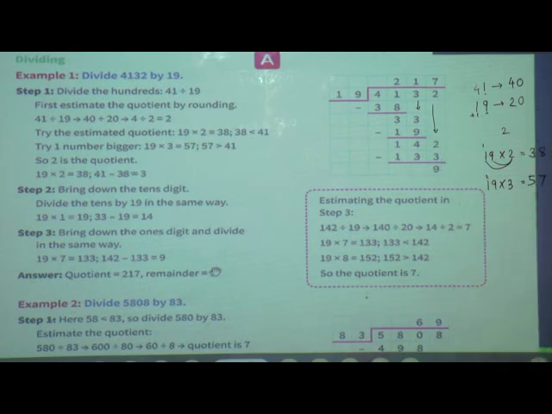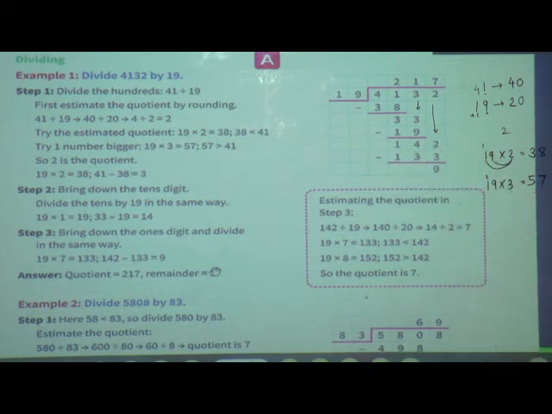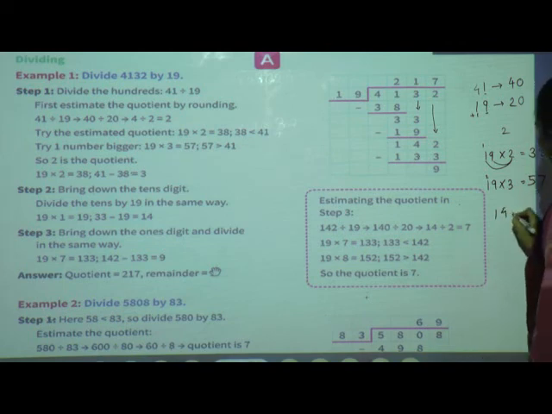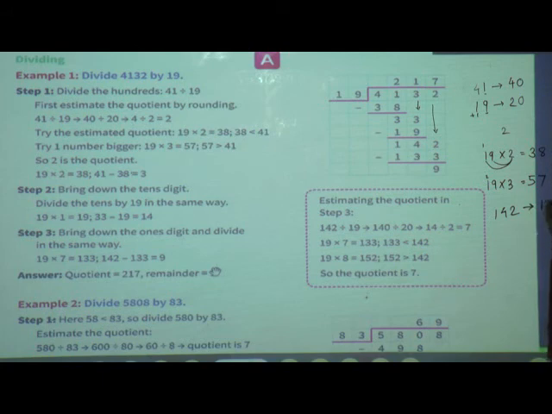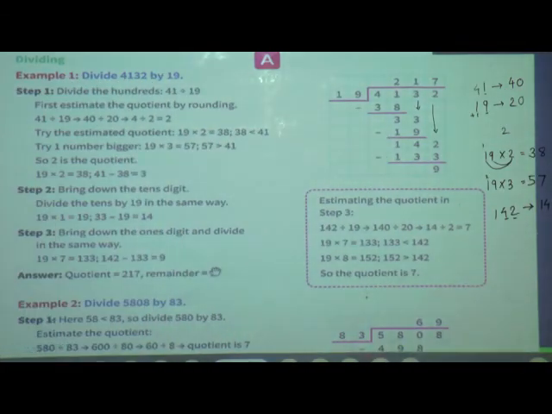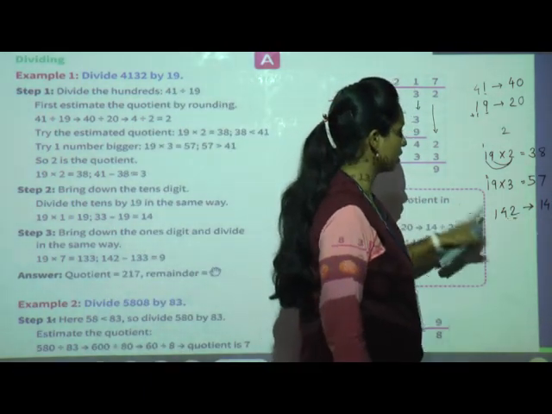Then bring down 2. Isn't it? Now what is there? See, 142. Okay. Now 142, again you have to estimate. Estimate number what will come? 140. Isn't it? Because see, at ones place 2 is there. Sorry, ones place, not hundreds place. Ones place only, not hundreds. Ones place 2 is there, so place the 0 without changing the number.